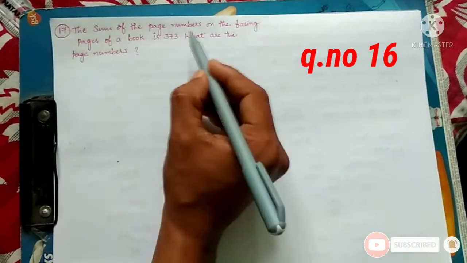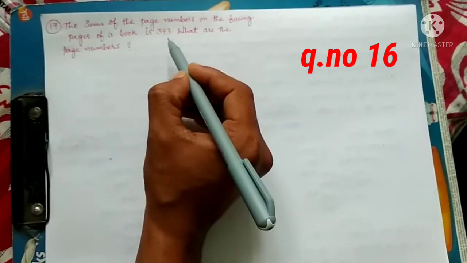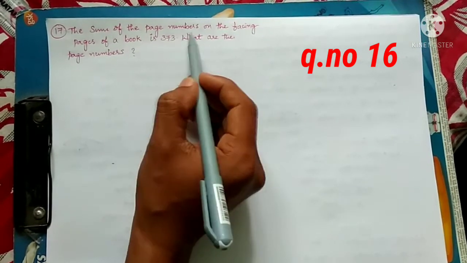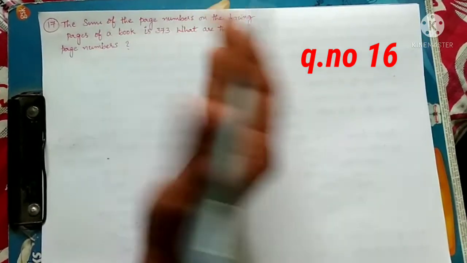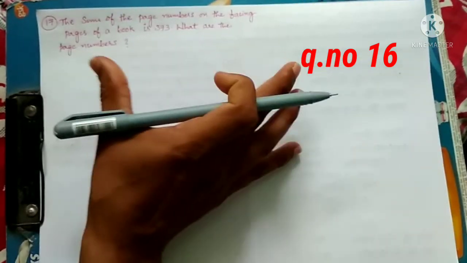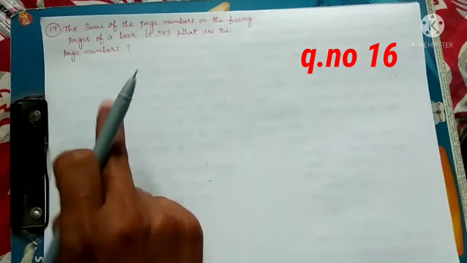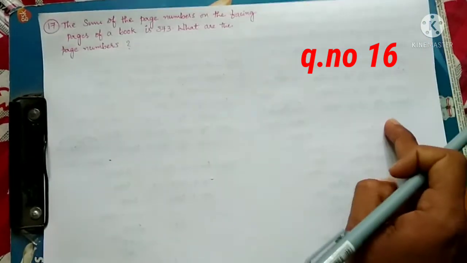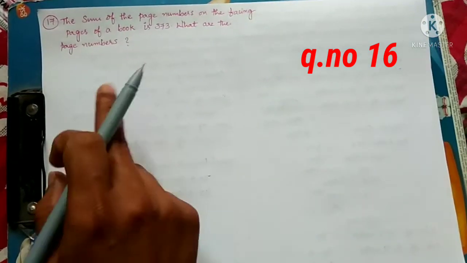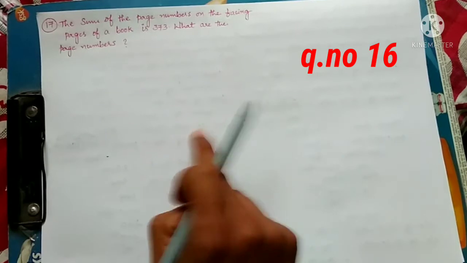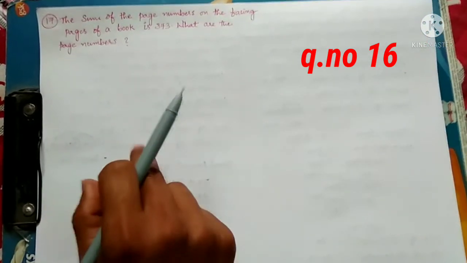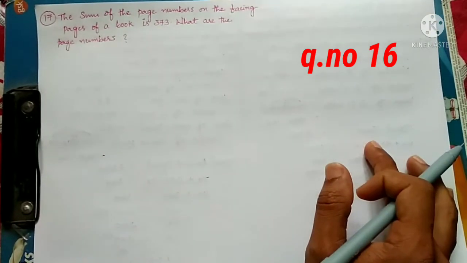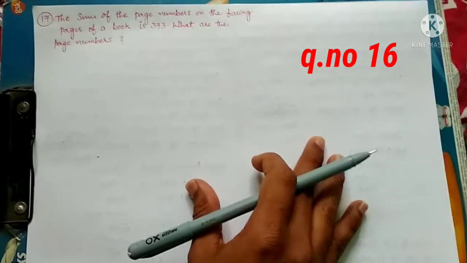The next question. The sum of the page numbers on the facing pages of a book is 373. What are the page numbers? They have given that the sum of page numbers on the facing pages of a book is 373. That means when I open a book, we can see two page numbers, the first page number and the second page number. Their sum is 373, but we do not know the individual page numbers.